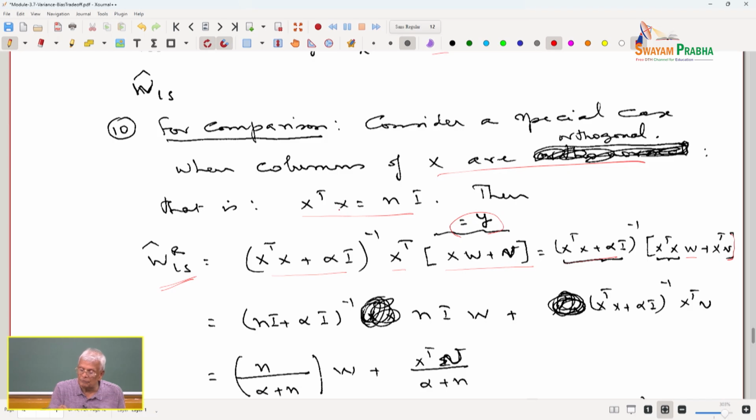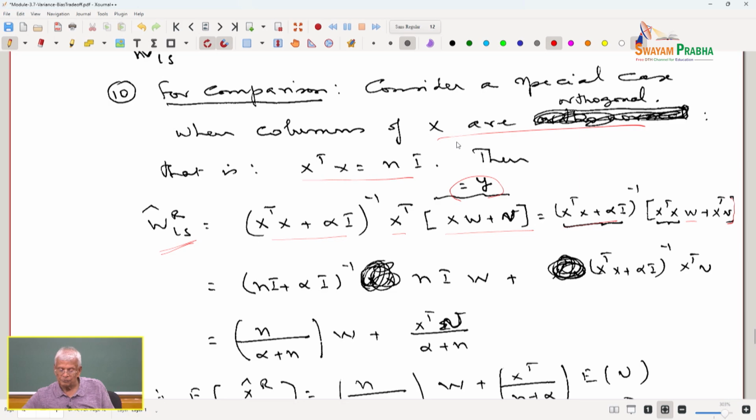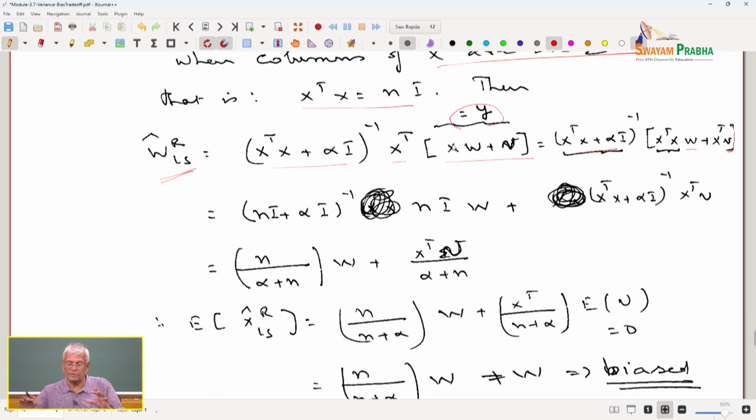But x transpose x, I am assuming, is nI. So this is equal to (nI plus alpha I) inverse, times (nI w plus x transpose x alpha I inverse x transpose v). Please understand what is being done in here. I am making a particular choice of x. So this is equal to (nI plus alpha I) inverse, nI w, plus the term coming from the noise.